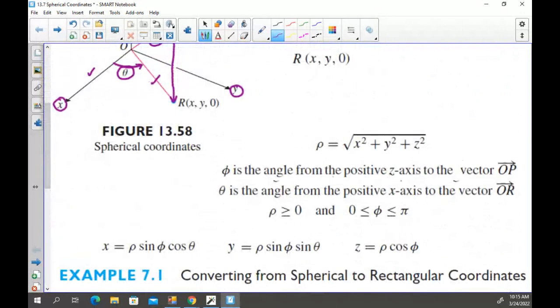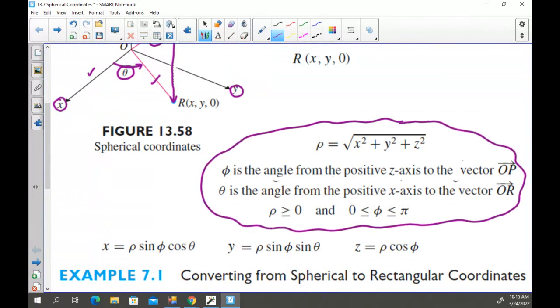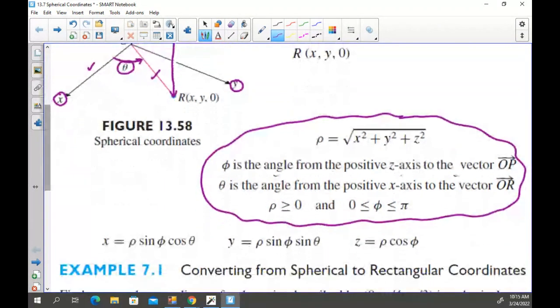That is called rho. So basically, here are the important definitions. So rho will always be equal to the square root of x squared plus y squared plus z squared. Very important. Phi is the angle from the positive z-axis to the vector OP. Theta is the angle from the positive x-axis to the vector OR. And basically rho is always positive.